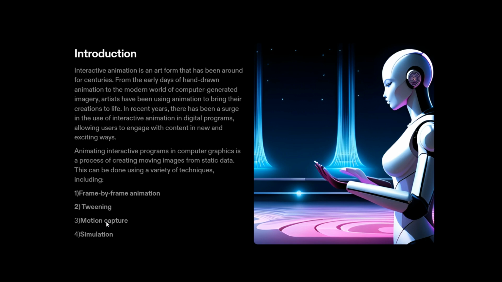And then the motion capture. This is a technique for recording the movement of a real object or a person and then using the data to animate virtual objects. Motion capture can be used to create realistic animations of humans, animals, or machines. The last is simulation. This is a technique for creating animations that simulate the behavior of physical objects. Simulations can be used to create realistic animations of natural phenomena such as fluid flow or the movement of planets.